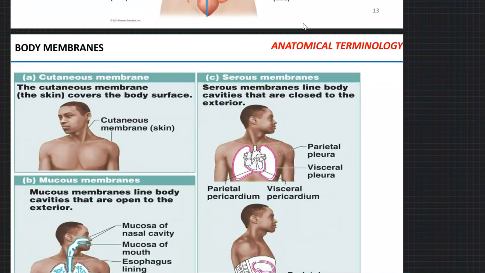All right, body membranes. We have 3 types of membranes. First type is cutaneous. Skin. Period. Just skin. Okay?